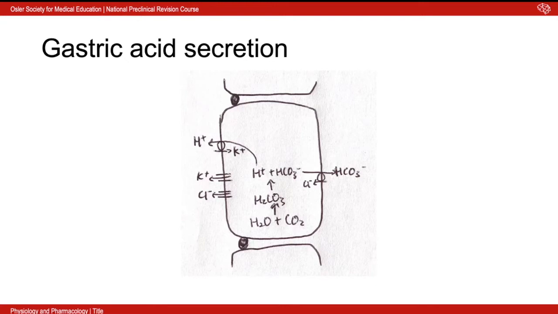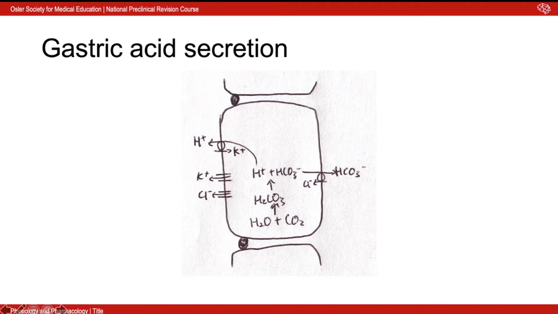The left-hand side is the apical side, and the right-hand side is the basolateral side. And you know that because the tight junctions are closer to the apical side. So the tight junctions are dividing the cell surface membrane into just an apical side and then basolateral.